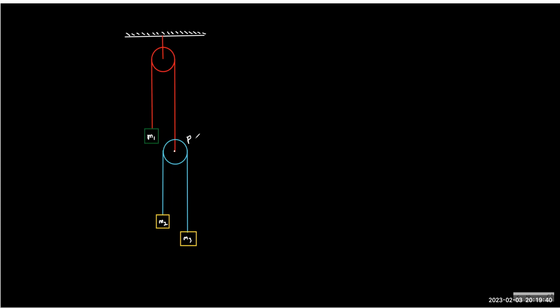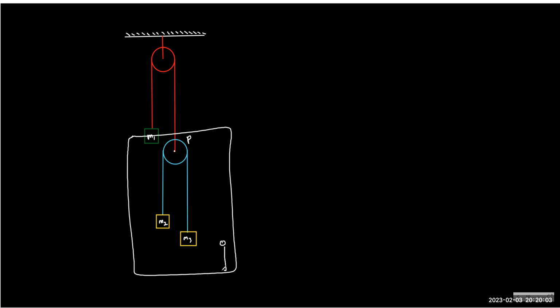Generally, what you can think is that for the movable pulley, M2 will go up and M3 will go down, or vice versa, or both will go down. You don't know. Why you don't know? Let's say if I fix this in a frame, in an elevator. So in an elevator, if this is fixed, then you may see one of them going up and another going down, right? But imagine the person is on the ground.